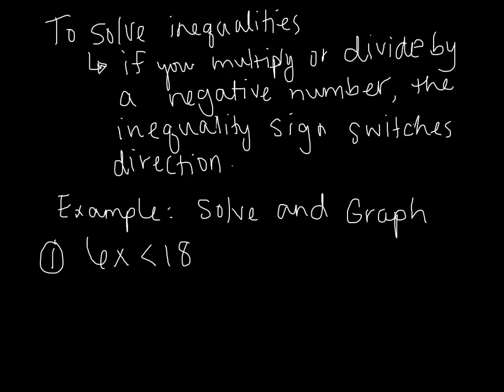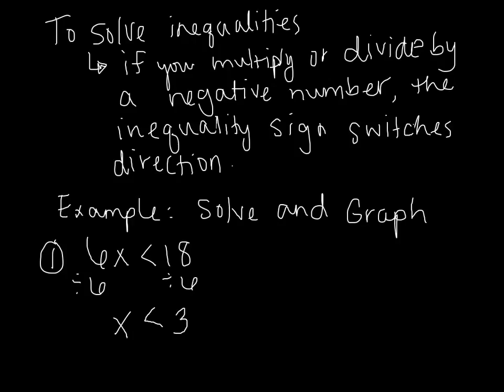But since the variable is an x and we're solving for x, we want to make it 1x. So how do I make 6x into 1x? I divide both sides by 6. I can bring down that inequality sign as the same because I did not multiply or divide by a negative number. 6 divided by 6 is 1. I am left with x is less than 18 divided by 6, or 3.